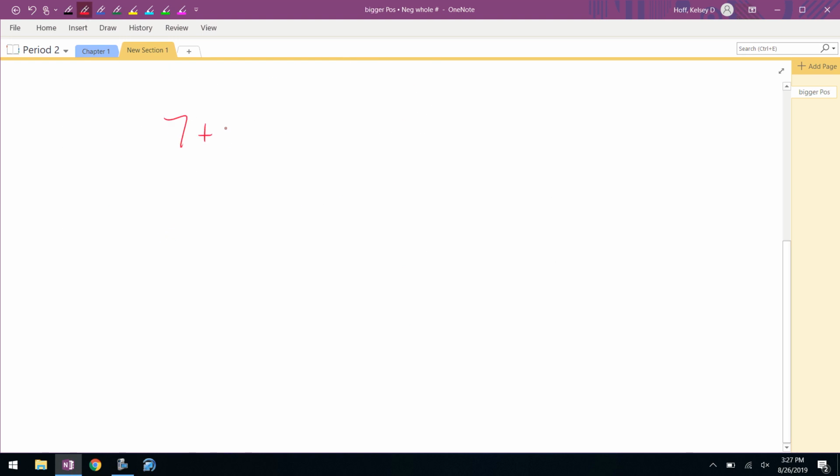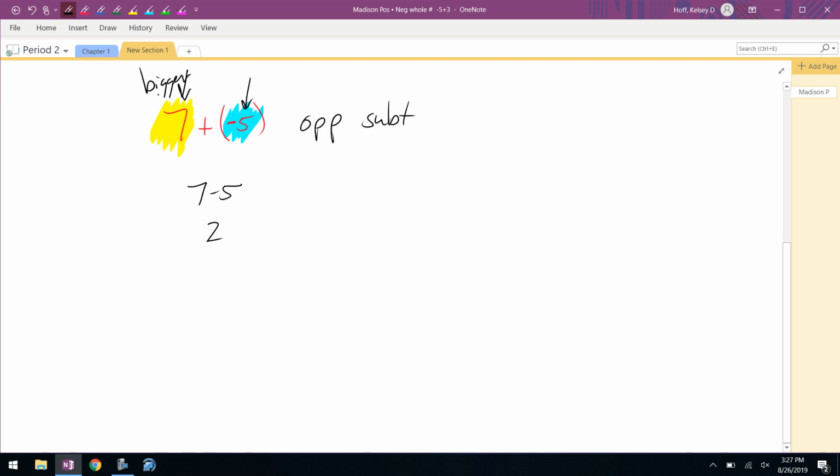7 plus -5. Now, Ms. Hoff actually hates how this is written, but this could happen. We're adding a negative number. So technically I have 7, which is positive, and 5, which is negative. My signs are opposite, therefore I should subtract them. 7 minus 5 is 2. To determine my sign, I look at my original numbers 7 and 5 and decide which one is bigger. 7 is bigger. 7 does not have a sign in front of it, which means it is positive, which means my answer is positive.